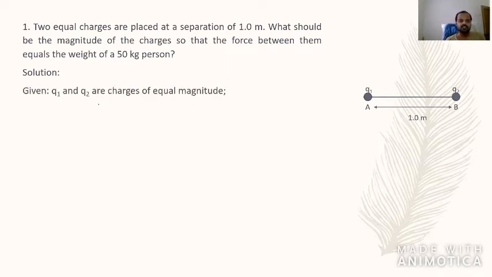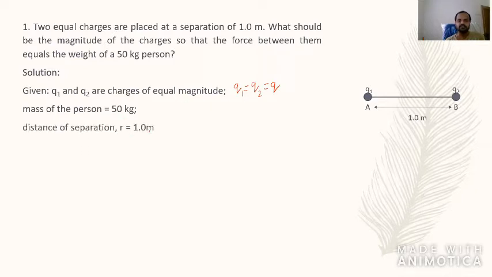Now the data has been given that Q1 and Q2 are charges of equal magnitude. So for simplicity's sake, I am going to put them as Q1 equals Q2 equals Q. And we have been given that there is a person of mass 50 kg and the distance of separation between the two charges has been given as 1 meter. And the condition given is that the electrostatic force, that is F electrostatic, is equal to the weight of the person. I'll just put it as Fw.